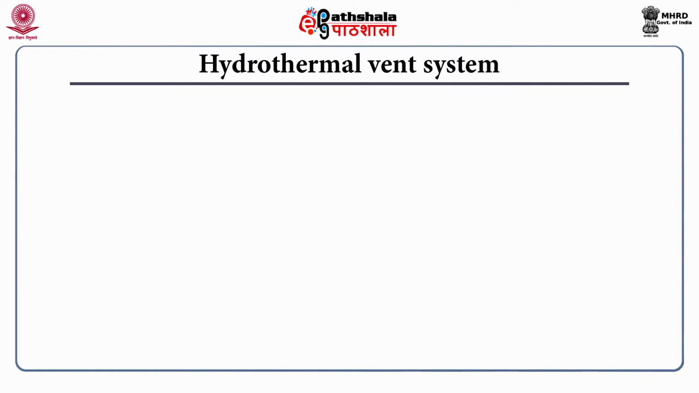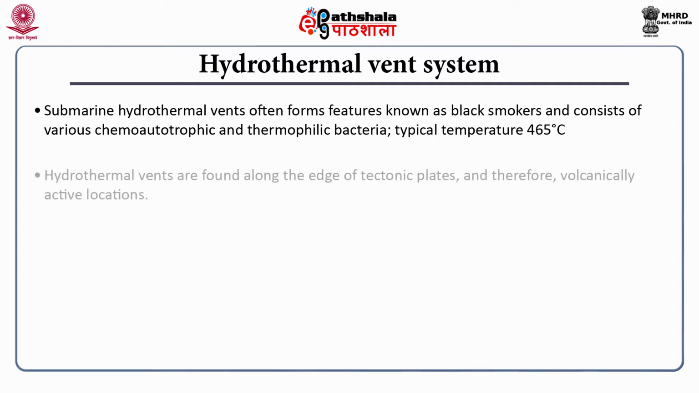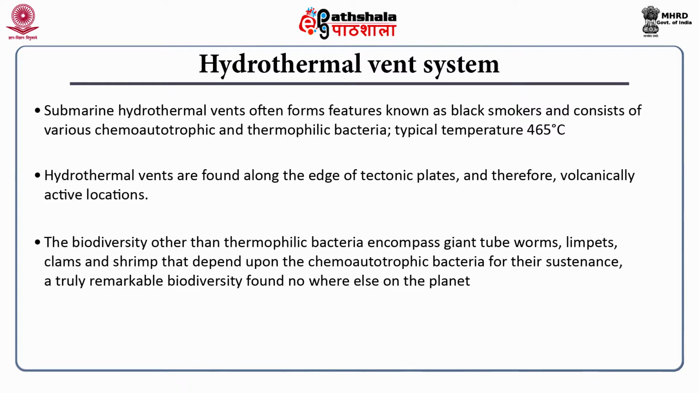Hydrothermal vent system is one of the highly speciose or endemic hotspots. Submarine hydrothermal vents often form features known as black smokers and consist of various chemotrophic and thermophilic bacteria. Typical temperature is as high as 465 degrees Celsius. Hydrothermal vents are found along the edge of tectonic plates and therefore volcanically active locations. The biodiversity other than the thermophilic bacteria encompasses giant tube worms, limpets, clams, shrimp that depend upon the chemoautotrophic bacteria for their sustenance, a truly remarkable biodiversity found nowhere else on the planet.